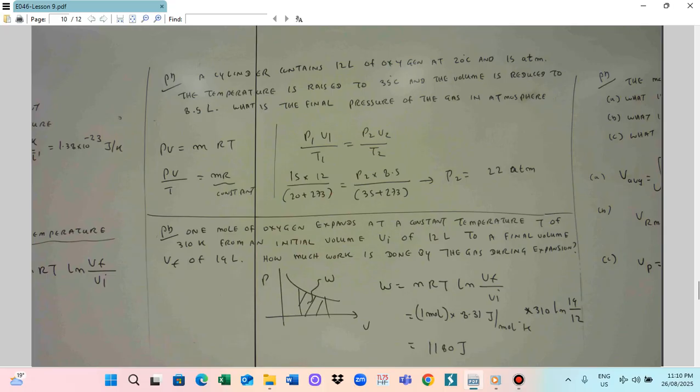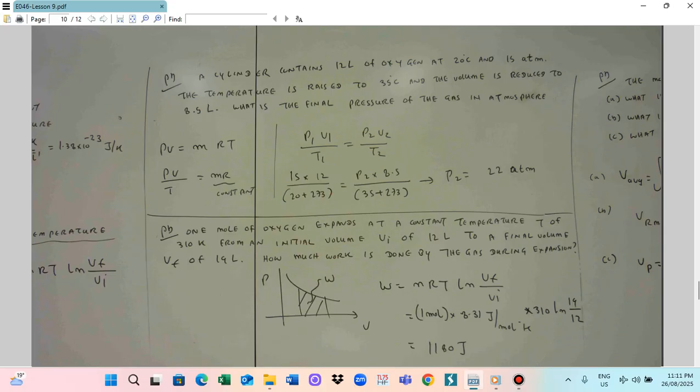And therefore, we can write down P1 V1 by T1 is equal to P2 V2 by T2. So this is the constant. In this problem, we know the original volume is 12 liter, and the final volume, and the original temperature and final temperature. So we have to calculate the final pressure.